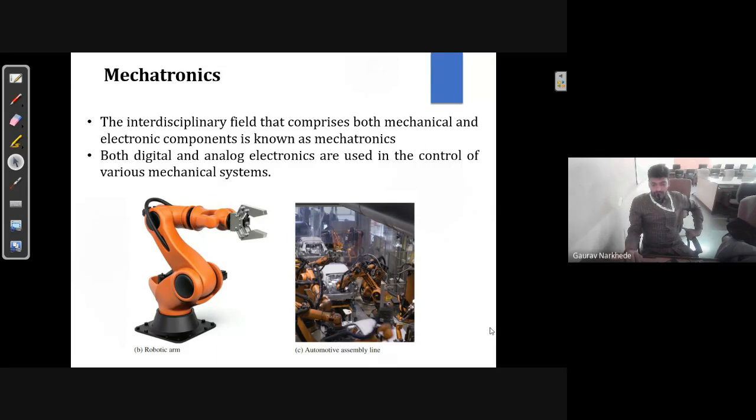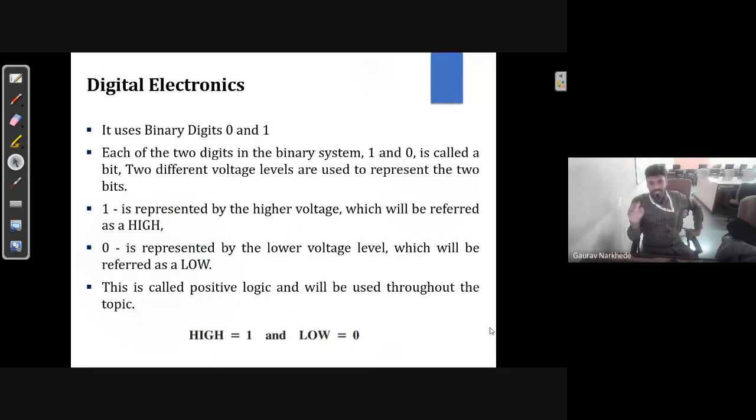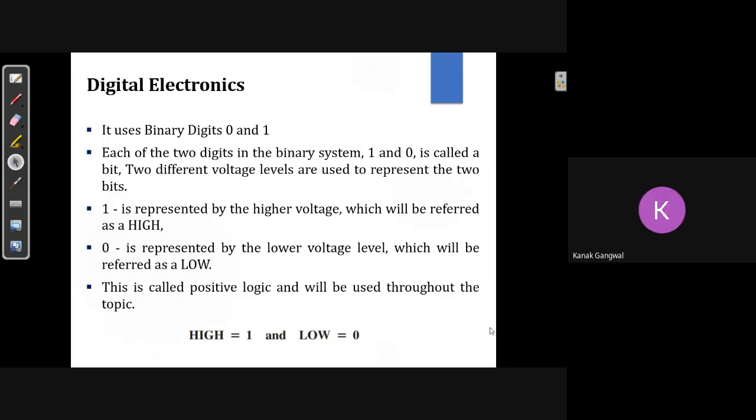Okay, so here are the applications of digital electronics, right? Now this digital electronics uses only two digits, that is digit 0 and digit 1. So only two digits, that's why it is called your binary number system. Binary means only two, right? Each of the two digits in the binary system, 1 and 0, is called one bit. मतलब एक डिजिट को क्या बोलेंगे हम? बिट बोलेंगे, राइट? So how many bits are there in the binary number system? 2 bits, right?